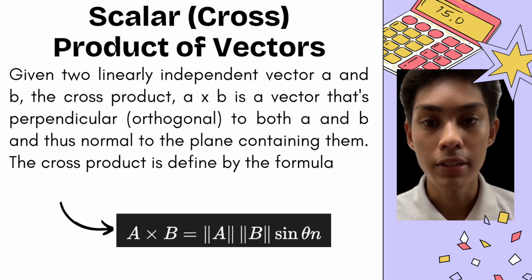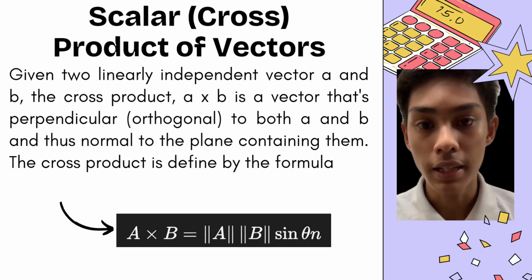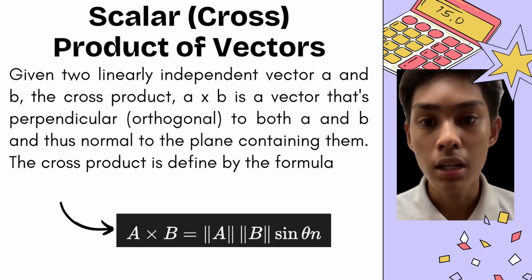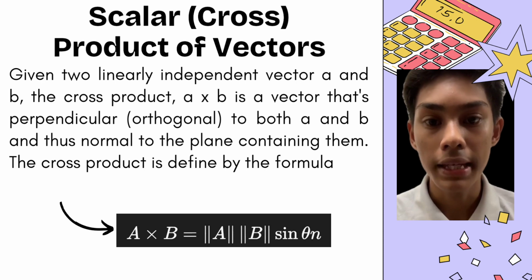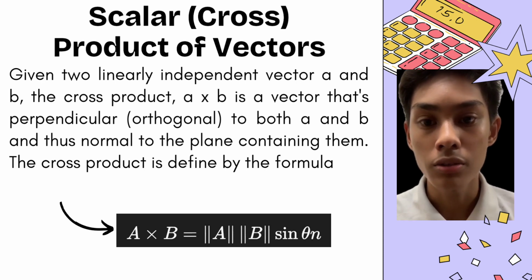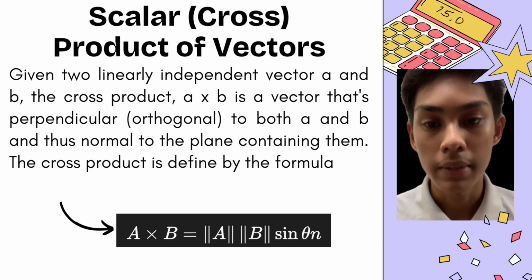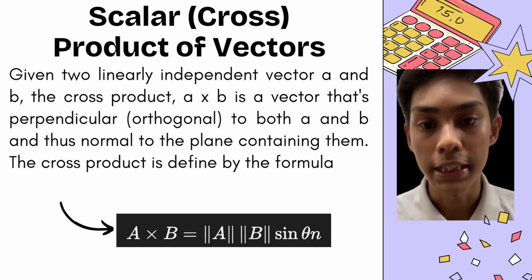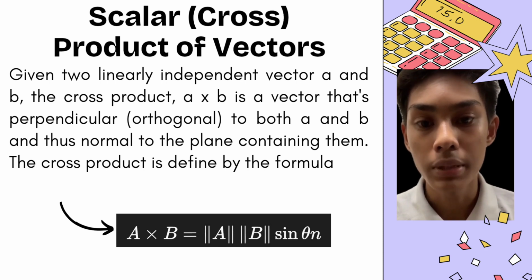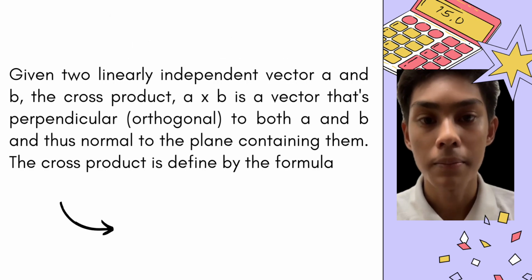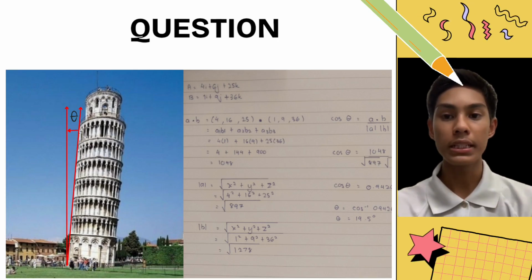So next is the cross product of vectors. Given two linearly independent vectors A and B, the cross product A multiplied by B is a vector that is perpendicular, orthogonal, to both A and B and thus normal to the plane containing them. The cross product is defined by the formula: the magnitude of A multiplied by the magnitude of B multiplied by sin theta.